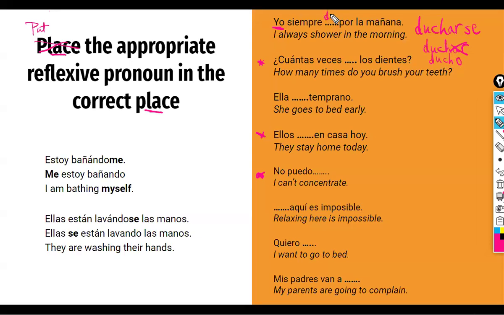All right, so I'm putting one piece of the answer in here. What's the other piece? What pronoun for you? Te would be for tú, you. What is for I? Me, right, me. Yo siempre me ducho por la mañana. I always shower in the morning, right? One-to-one translation.